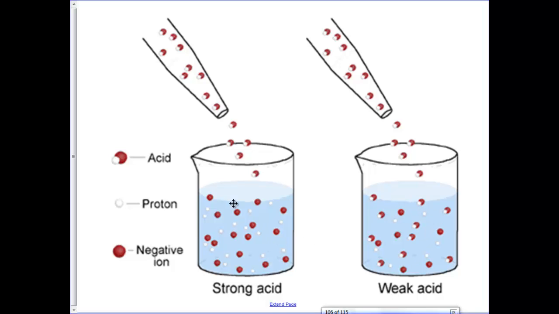But you see how here, everybody broke apart? And here, some of them did. That's what strength is. Which solution will conduct electricity?